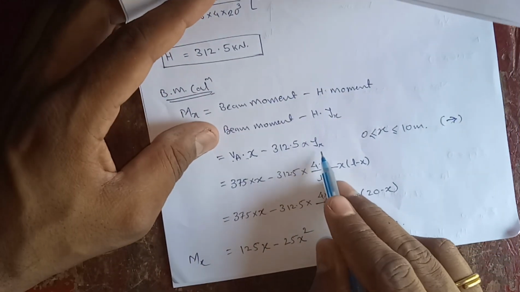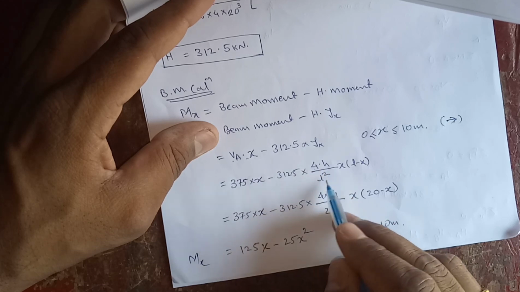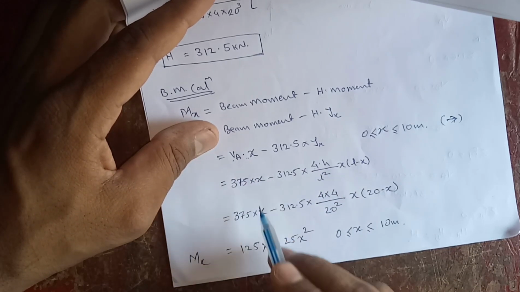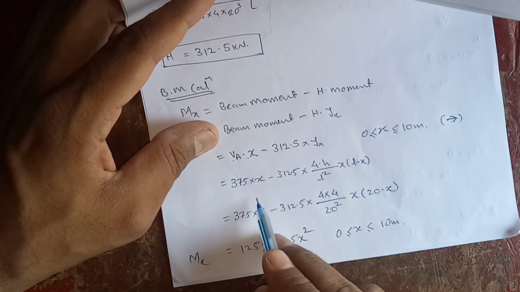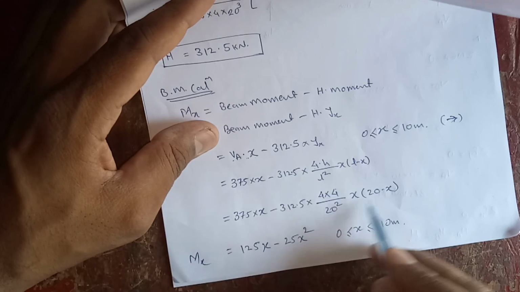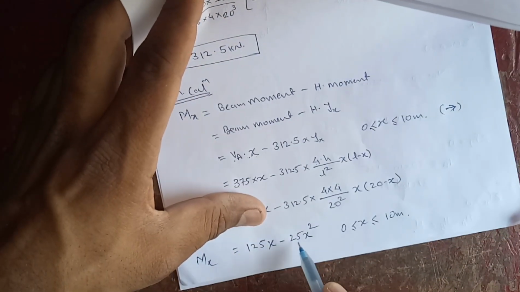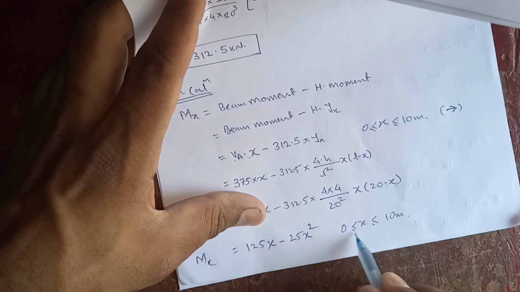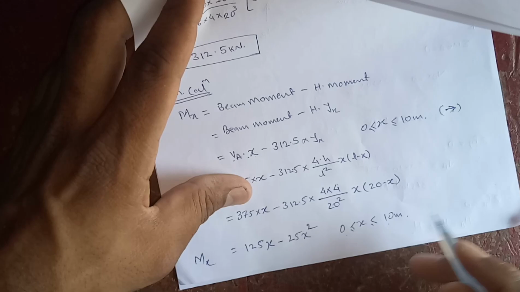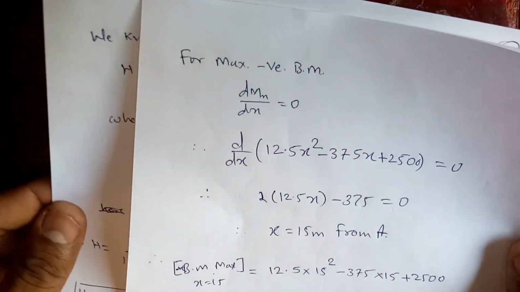So we already know the equation of y, so we'll write down that equation, 4h by L square x in bracket L minus x, and then this portion as it is, right? If you substitute the value of h and the value of L, and simplify this, then the Mx equation becomes 125x minus 12.5x square, and this is for 0 to 10 meter distance.